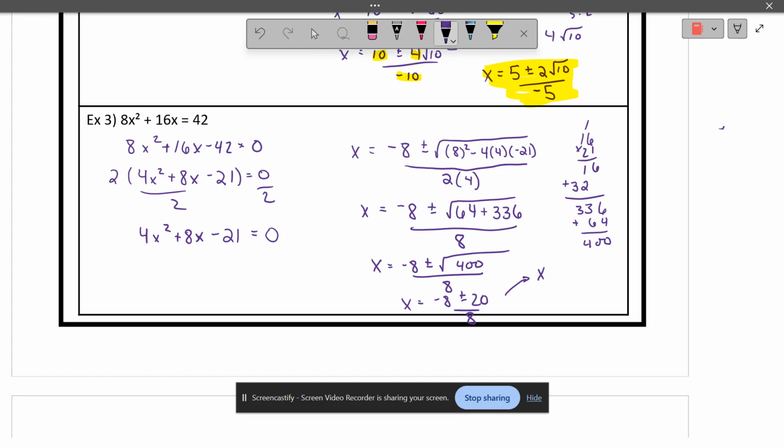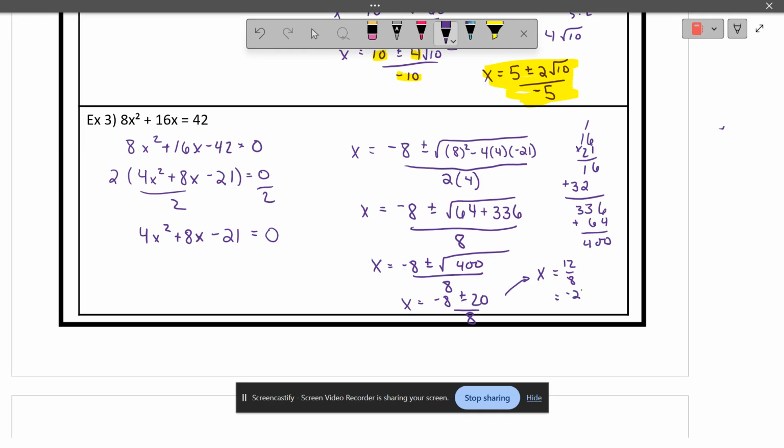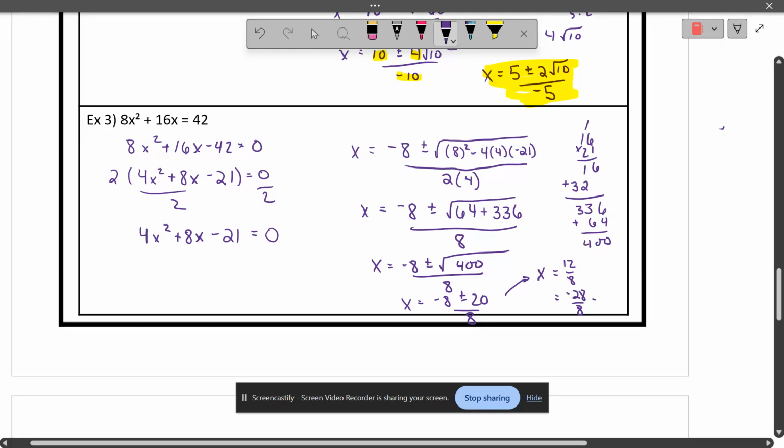So this is going to give you negative 8 plus 20, which is 12 over 8, and then negative 8 minus 20, which is negative 28 over 8. So if I divide each of these by 4, it should be 3 over 2, and negative 7 over 2.